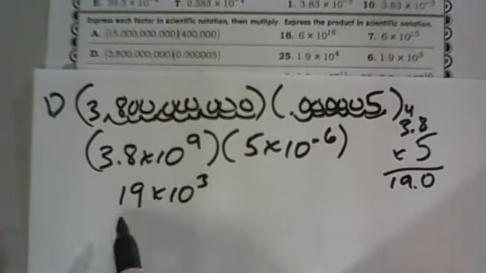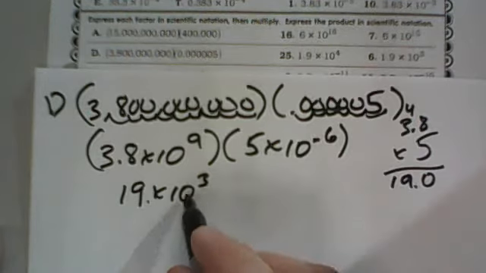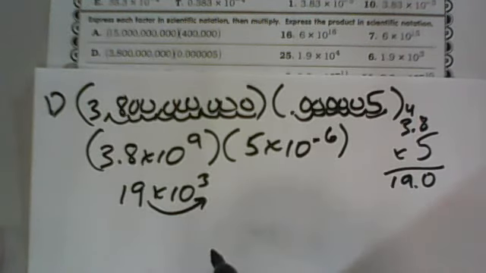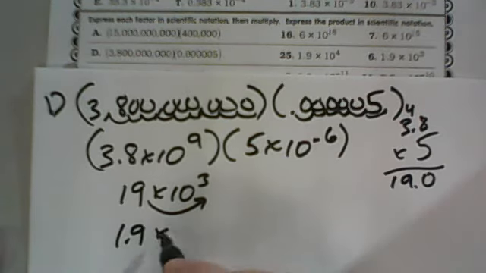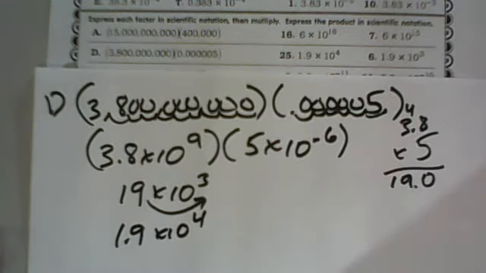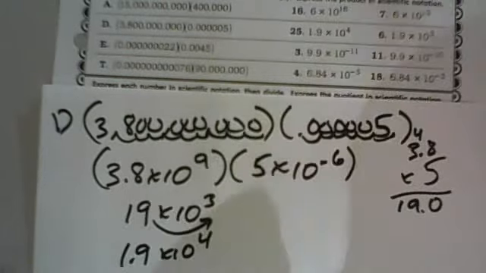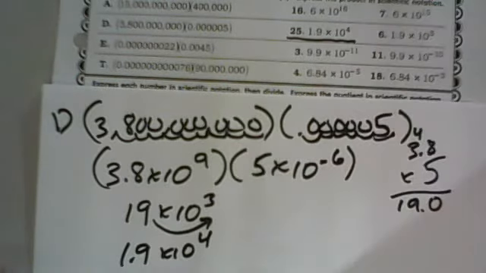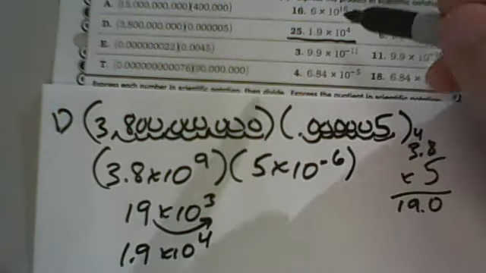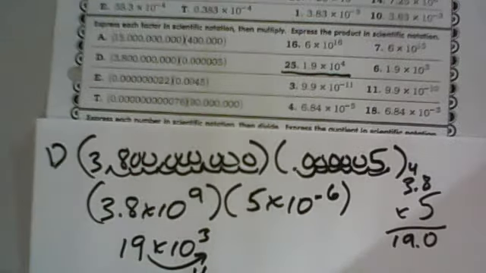And so then, this is a correct answer, but it's not in scientific notation. To put it into scientific notation, my decimal currently is after the 9, and the 10 to the third means to move it 3 spaces to the right. But if I put the decimal between the 1 and the 9, which is where it's supposed to be, then I'd have to move the decimal 1 plus the 3 spaces over, which is going to be times 10 to the 4th power. And so the correct answer for letter D is answer number 25, which is 1.9 times 10 to the 4th on the worksheet here.